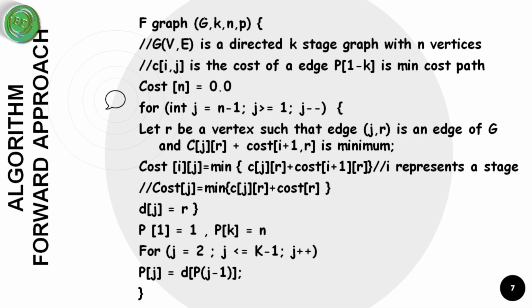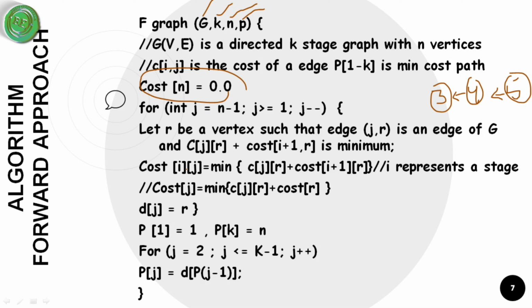So here I represented G as the graph, and K is used to represent the stage name, and N represents the number of vertices, and P is usually used to find the path. So cost of N is equal to 0, as in the forward approach the sink cost is 0. Okay. So for int j equals n minus 1, j must be greater than or equal to 1, and j minus minus. So as we are following the forward approach, we have to decrement it. Actually it is at the fifth stage, after that it will come to the fourth stage, after that the third stage. So its value has to be decremented.